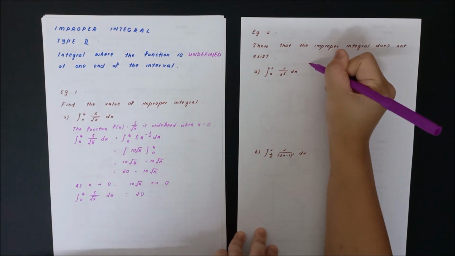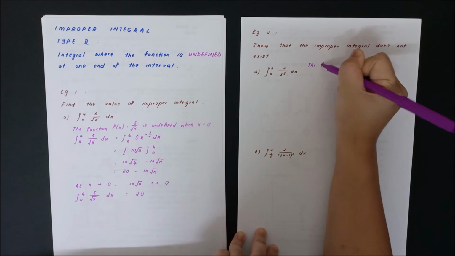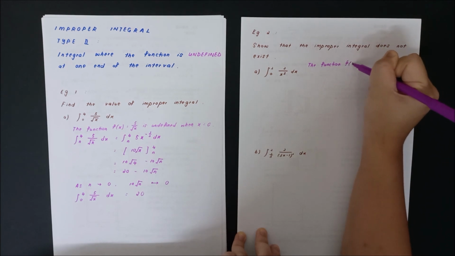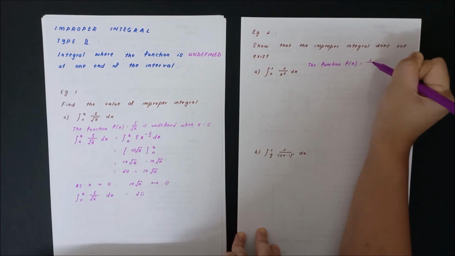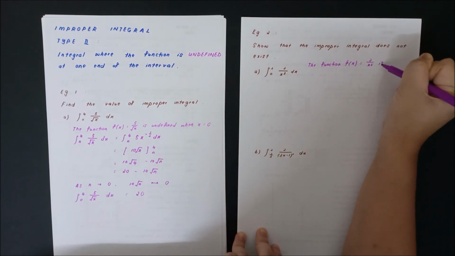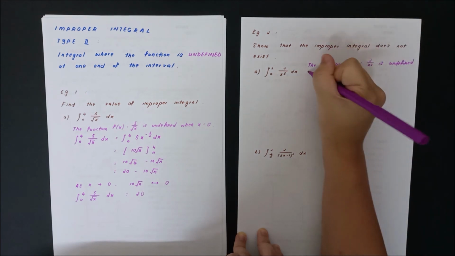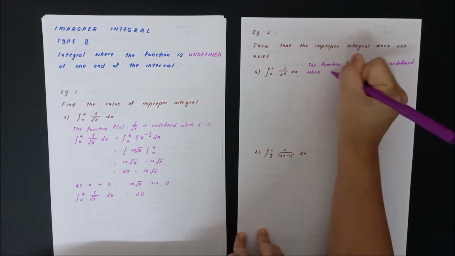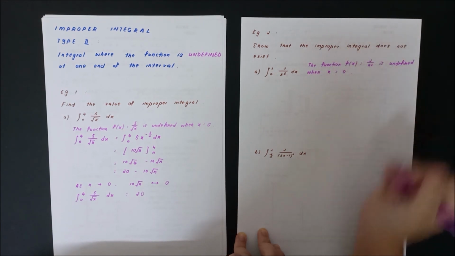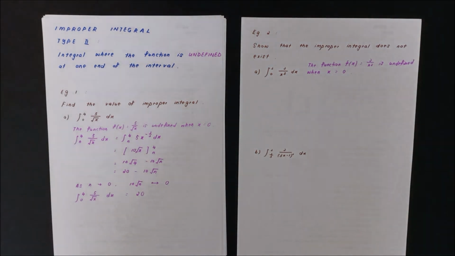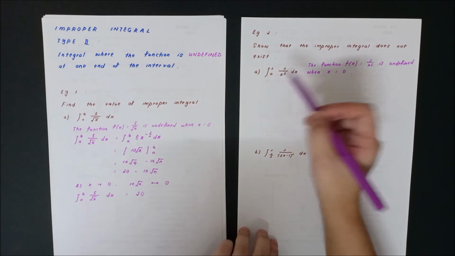Okay, so the function, sorry, I write here because I'm scared that I don't have enough space later. The function f(x) equals 2 over x cubed is undefined when x equals 0. Then now we can continue by changing the 0 to n.